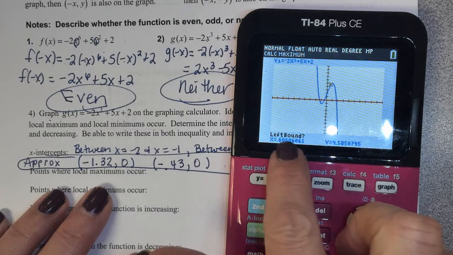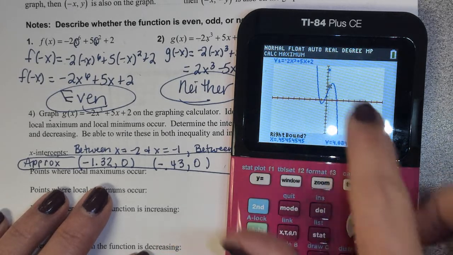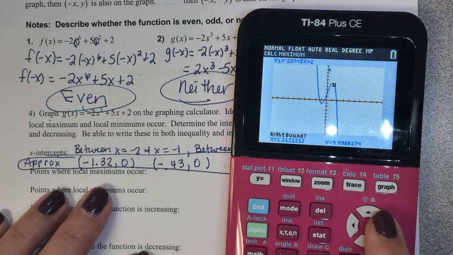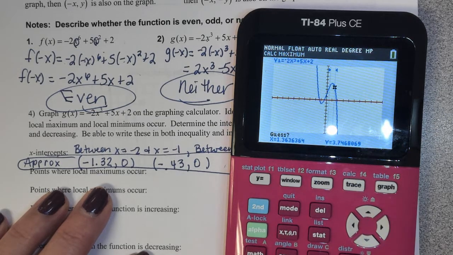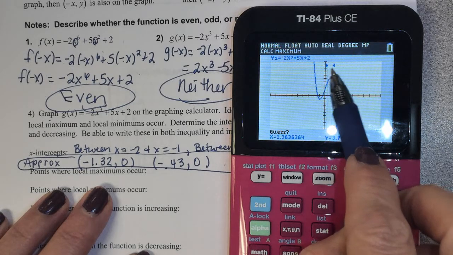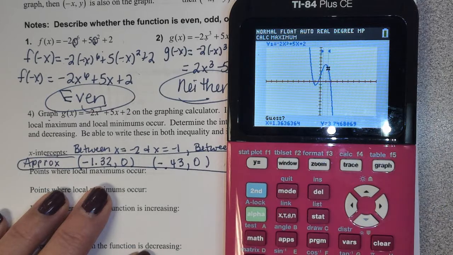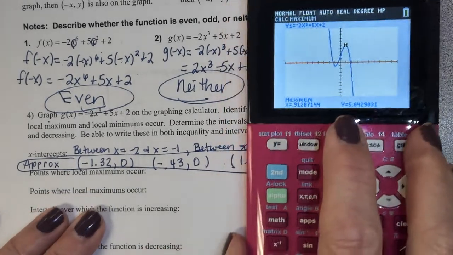It says left bound, so I go to that left side and push enter. Right bound, I have to go to that right side of it and hit enter. And see how these arrows are pointing where it is? If yours aren't pointing in that direction, then you did it wrong. It's going to say guess, you just push enter, and then it's going to tell you where it is.